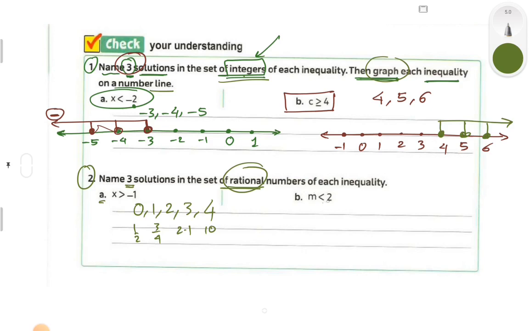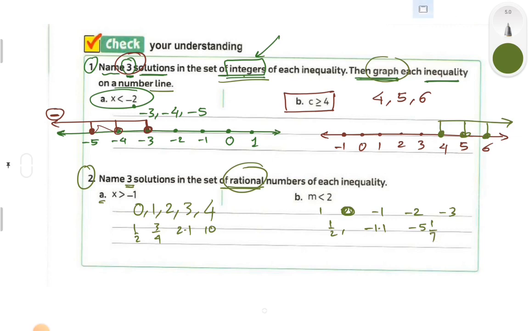x less than 2. There is no equal, so 2 is not with us. It does not belong to the solution. So less than 2, maybe 1, maybe 0, maybe -1, -2, or -3, and so on. Also it's rational, so it's maybe a half, maybe -1.1, maybe -5 and 1/7, and so on.